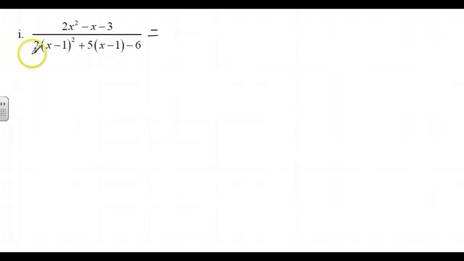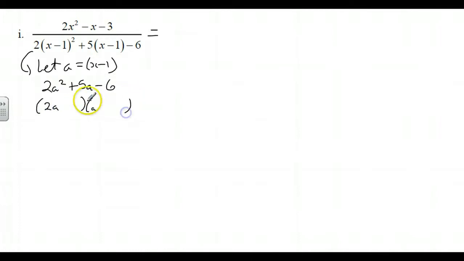I think that's the last one. It is. Yay. Okay. Well, what do we have in store here? The top factors nicely. Here, let's just go down here. Let a equal x minus 1: 2a squared plus 5a minus 6. 2a, and 3. Let's go minus 3, no, plus 3, minus 1: 2a squared plus 6a minus 1a is plus 5a, 3. Wow, okay, wait.